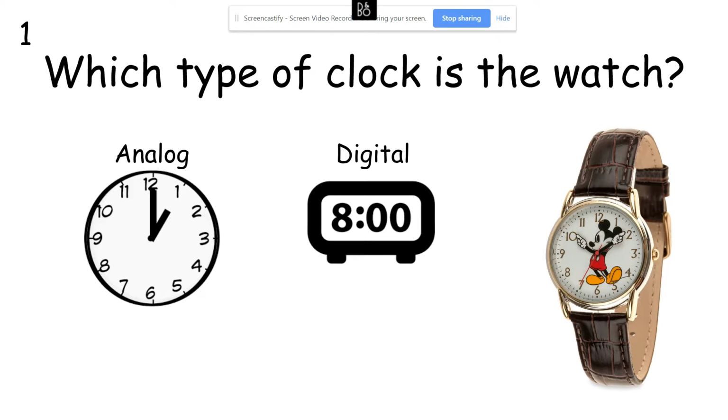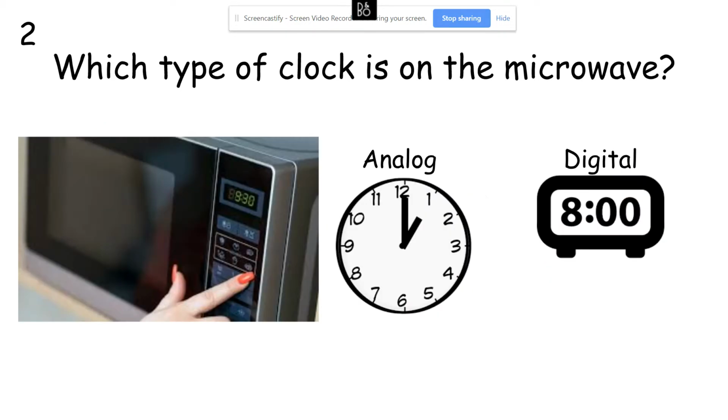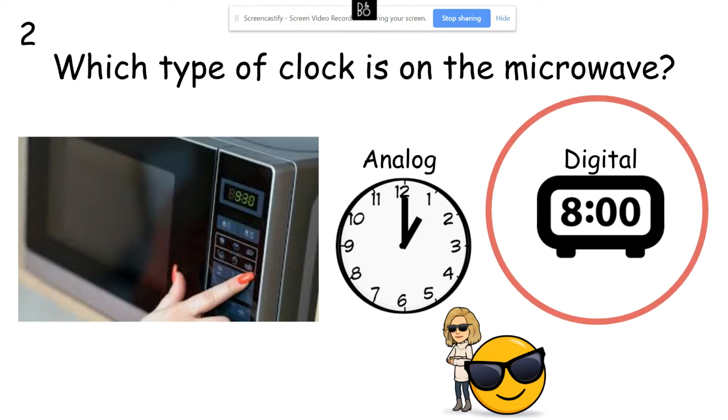Did you figure out what type of clock the wristwatch is yet? If you said analog, good job! You were correct. Let's try another one together. Which type of clock is on the microwave? You might have to look a bit closely. If you said digital, great job, you were correct. The clock on the microwave is a digital clock.